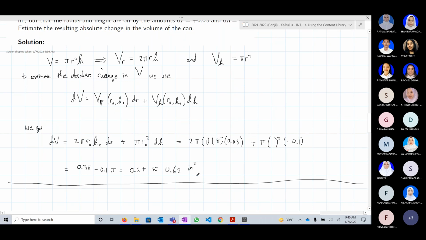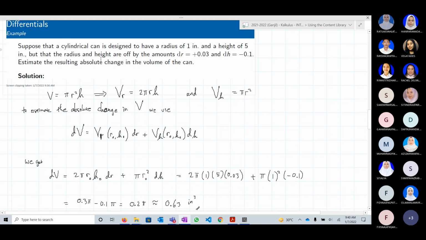Di sini ceritanya kita punya kaleng berbentuk silinder, berbentuk tabung, yang didesain untuk memiliki jari-jari 1 inci dan tingginya adalah 5 inci. Ya, tapi ini kan misalkan kita punya perusahaan gitu ya yang memproduksi kaleng dengan jari-jari alas dan tutupnya itu 1 inci dan tinggi dari kaleng tersebut adalah 5 inci.